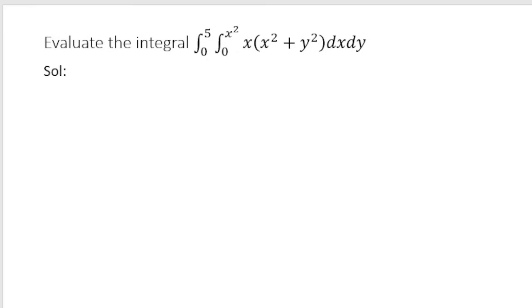And we are going to take different kinds of problems. So watch the video till the very end to understand it completely. So let's start. The first question is: evaluate the integral.